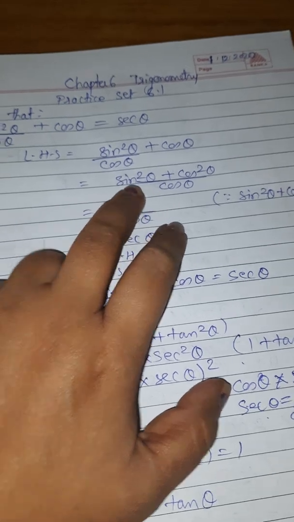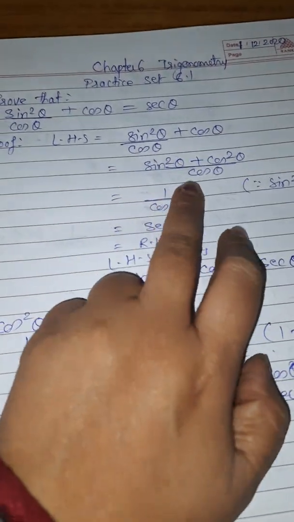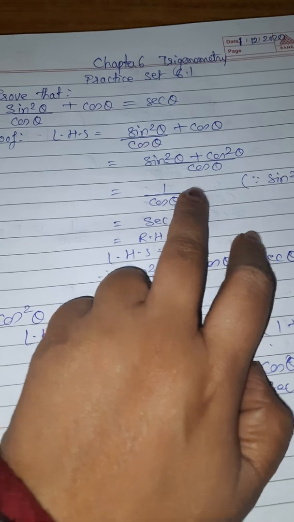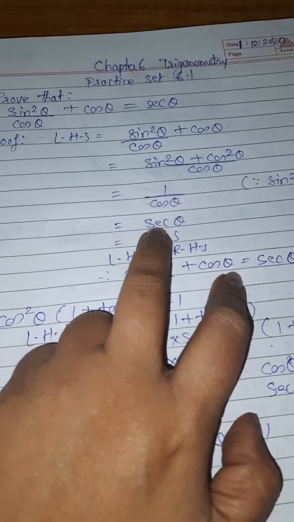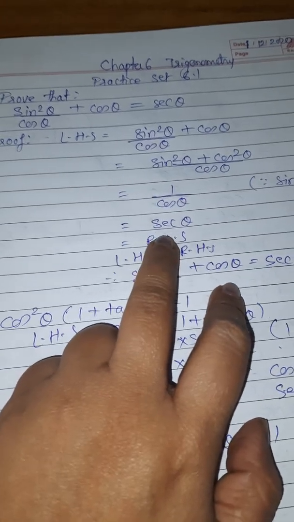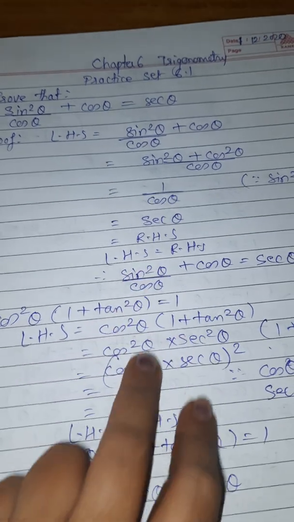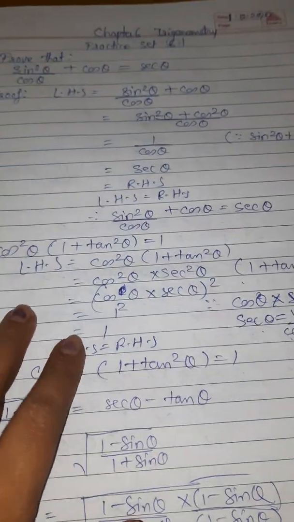So we use the identity. First we do cross multiplication: sin square theta plus cos square theta upon cos theta. Therefore 1 upon cos theta. 1 upon cos theta is sec theta. It is the interrelation, we already saw that. So hence we proved the right hand side.